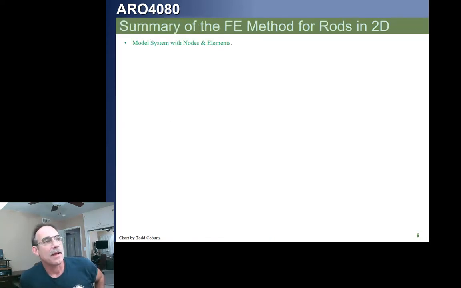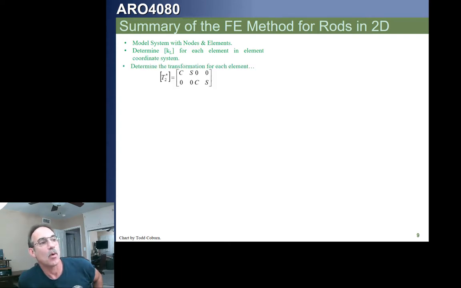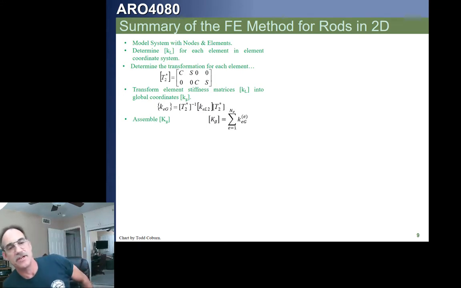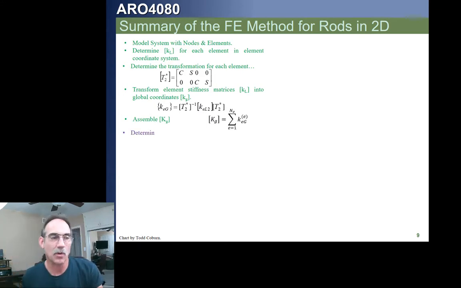So let's summarize our method now. And I'm marking everything green that's unchanged. We're going to model our system with nodes and elements. We're going to determine the local stiffness matrix for each element. We're going to determine our transformation for each element. This is the old transformation matrix we've been using, T2 star. We're going to transform our element stiffness matrices into a global stiffness matrix as we did before. We then are going to construct our global stiffness matrix in the same manner as before.